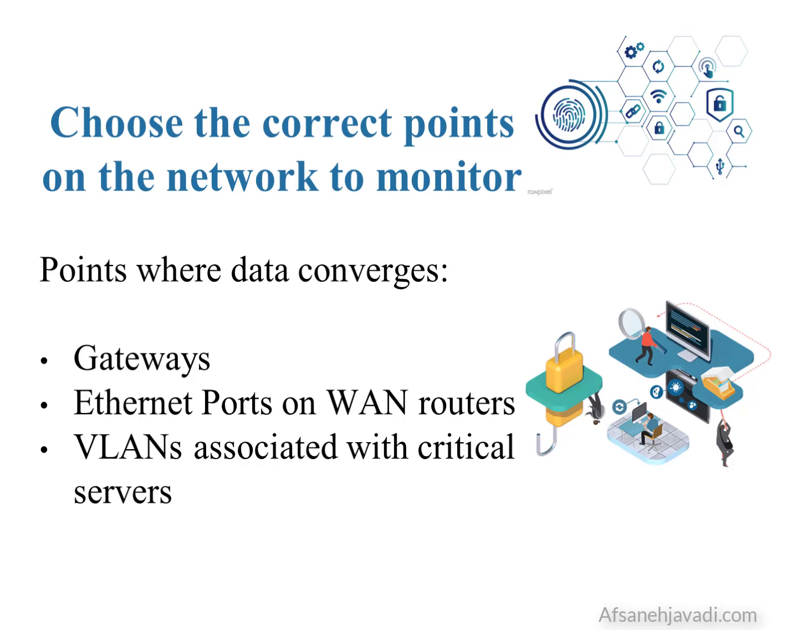The other thing is that we choose carefully the correct points on the network where we want to monitor the traffic. Points where data converges are good points to monitor traffic. They are gateways, Ethernet ports on WAN routers, or VLANs that are associated with critical servers.